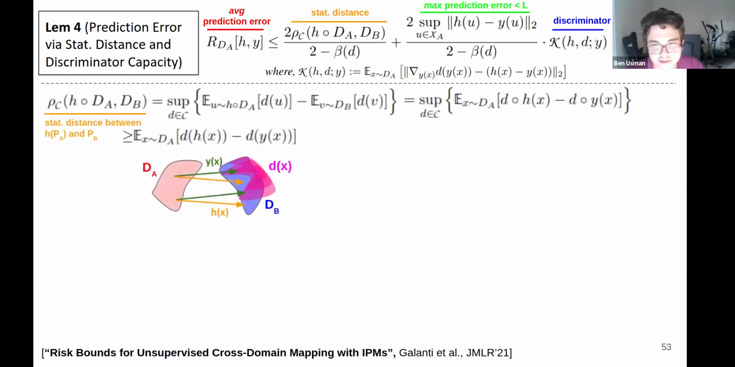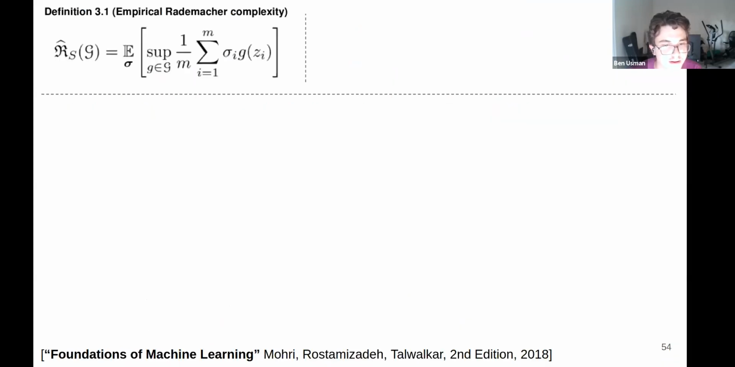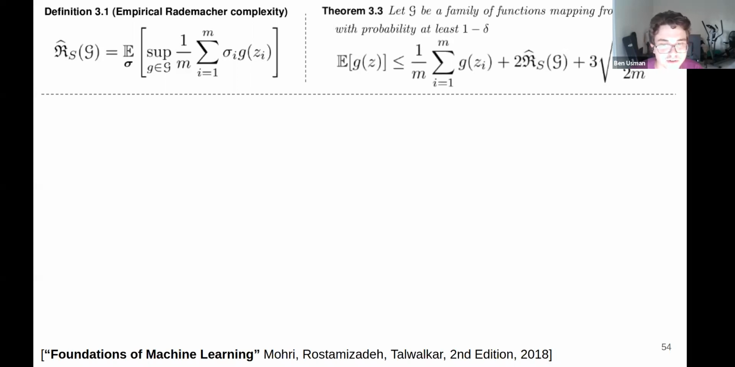And this one, I will actually skip over it because it's tiring. The idea is that they apply the Taylor expansion to the statistical distance and express it as just the distance between the function and the ground truth, some quadratic terms, and the agreement between the discriminator and something depending on the discriminator capacity. And the last statement depends on the Rademacher complexity. And if you want, I can go over this proof.